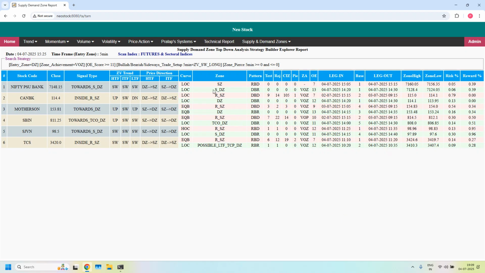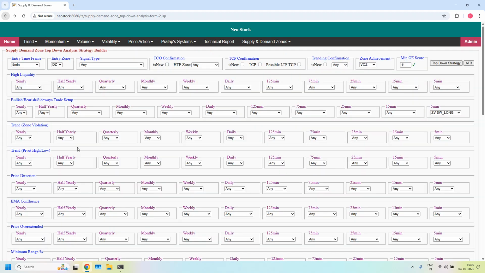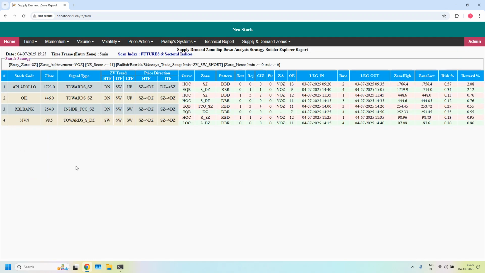These 6 stocks, these 5 minutes demand zones are supporting sideways long trade setup. Some of these zones are tested already. This one is tested. Okay, next sideways short trade setup. The changes are 5 minute supply zone and one more change here. Sideways short trade setup. Let's apply. We got 4 stocks. And entry time frame zones are 5 minute supply zones. This is tested 3 times. This is tested once already.